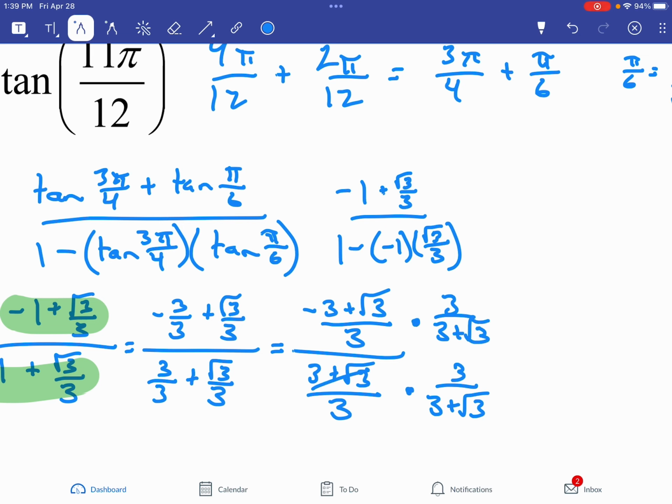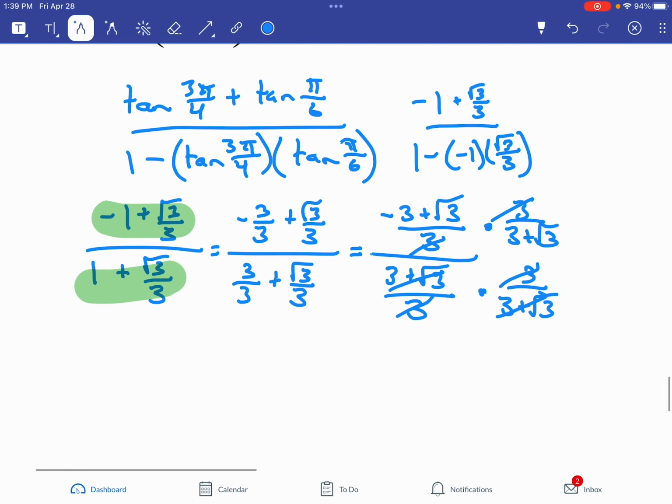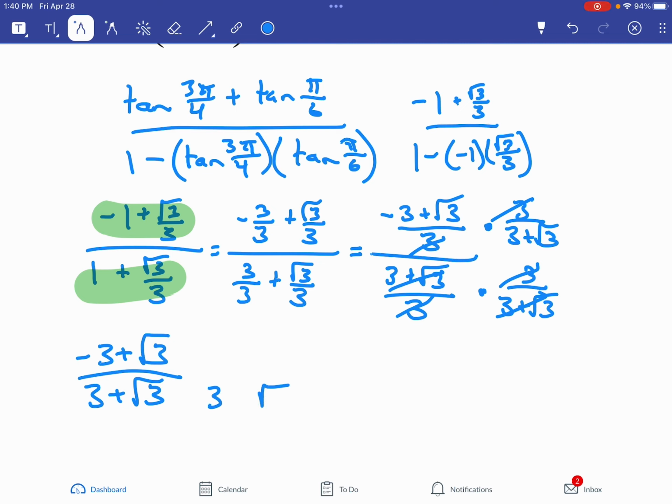Okay, all this stuff will cancel, even the 3 is up there, but the other stuff won't. So we're left with on the top, negative 3 plus root 3. On the bottom, 3 plus root 3. Now we still can't leave square roots in the bottom of our fractions, so we have to multiply by something. We're going to multiply by what we call the conjugate. Conjugate is the same terms in the denominator of your fraction with a different sign between them.